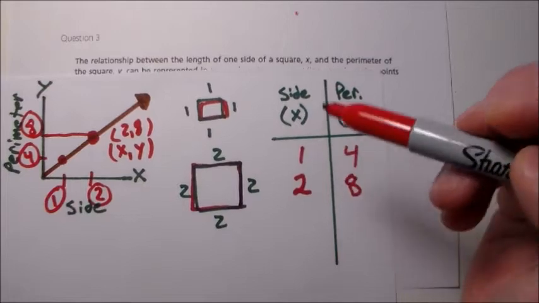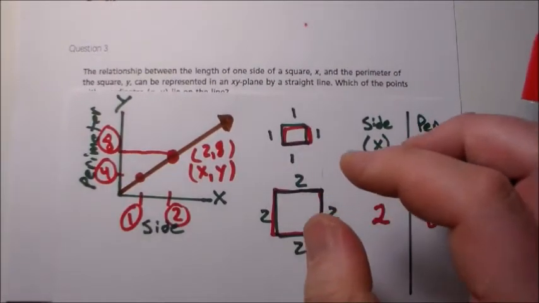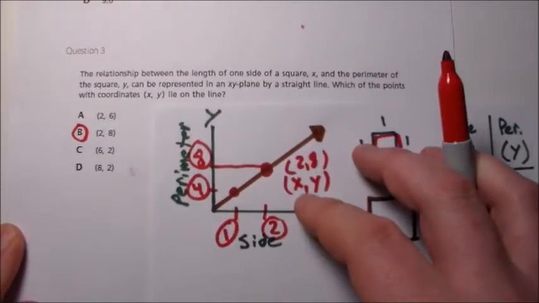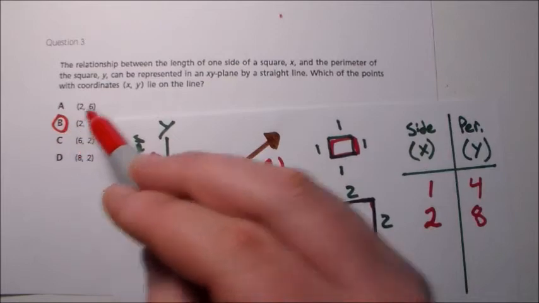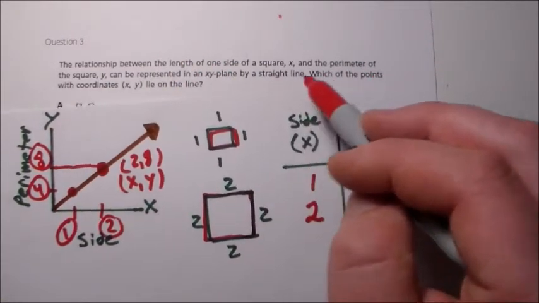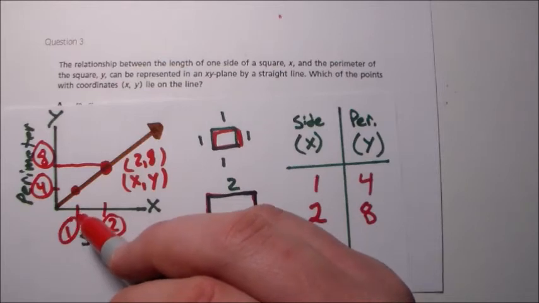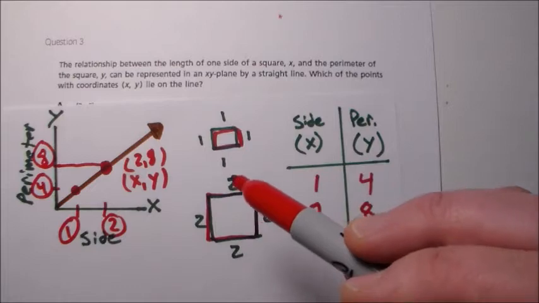And if you continue on, you can say, well, what would 3 be? What would 4 be? What would 5, 6, 7? What would those be? But you don't have to, because you know your answer is going to be B with (2, 8), because you know it's a straight line. It tells it to you. It's a straight line. And you have side 1, 4, 2, 8. That is (2, 8). And we're good to go.